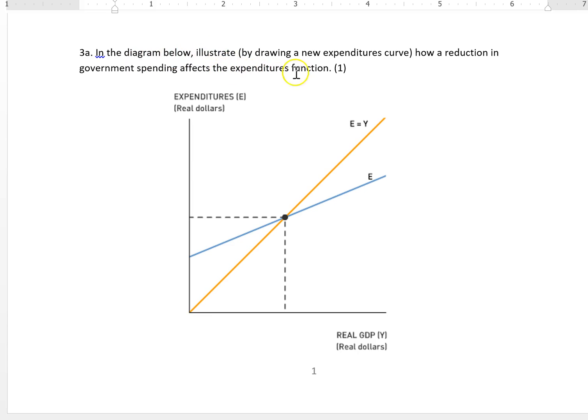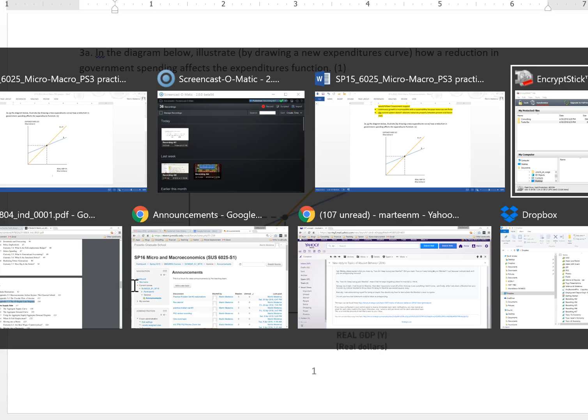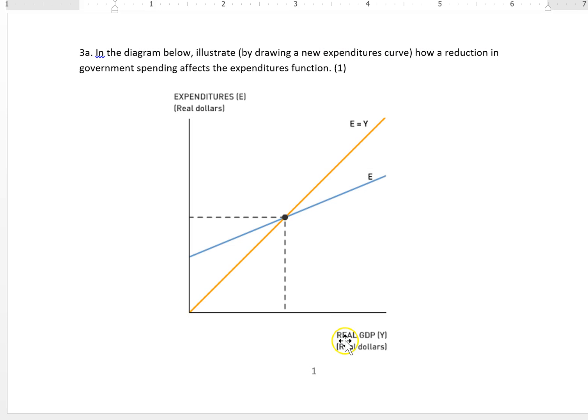Now, sometimes the expenditures function is called the consumption function, and you're going to get more information about this in my PowerPoint and in the Kennedy textbook. In particular, the appendix. I have it right here. Where is it? Right here. The appendix 5.3, the 45 degree line diagram, and that's basically what you see here.